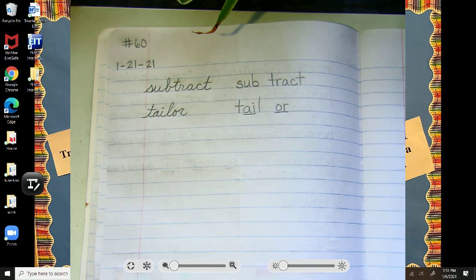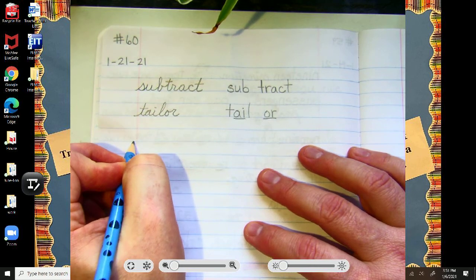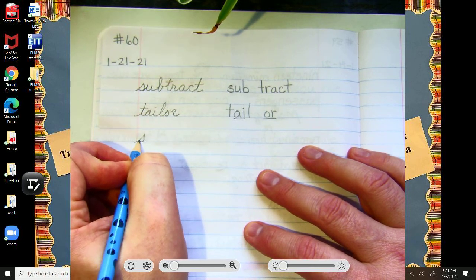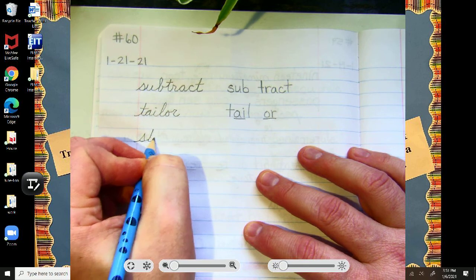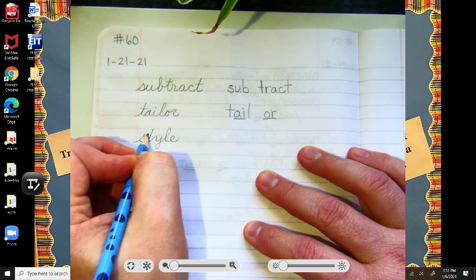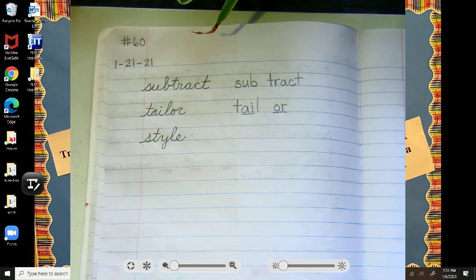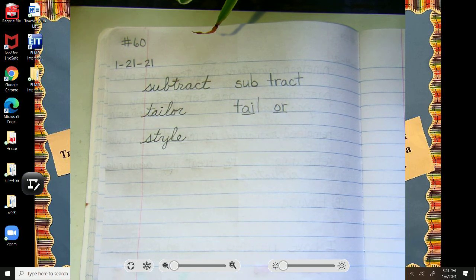Then, scholars, our third word is the word style. She got a new hairstyle, and everyone thought it looked amazing. Style. Now, scholars, before you pause and analyze style, be a little careful on that y. You'll see why when we check in a moment.